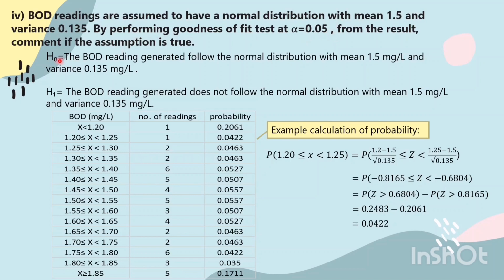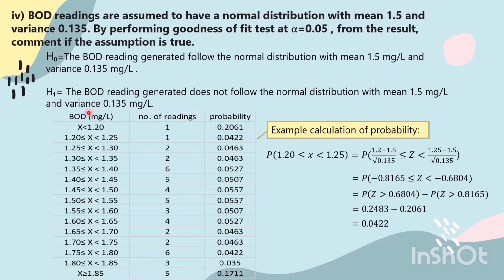So the first step, we need to list down the H null and H alternative. The H null is that the BOD reading generated follows the normal distribution with mean 1.5 and variance 0.135. And the H alternative is that the BOD reading does not follow the normal distribution.